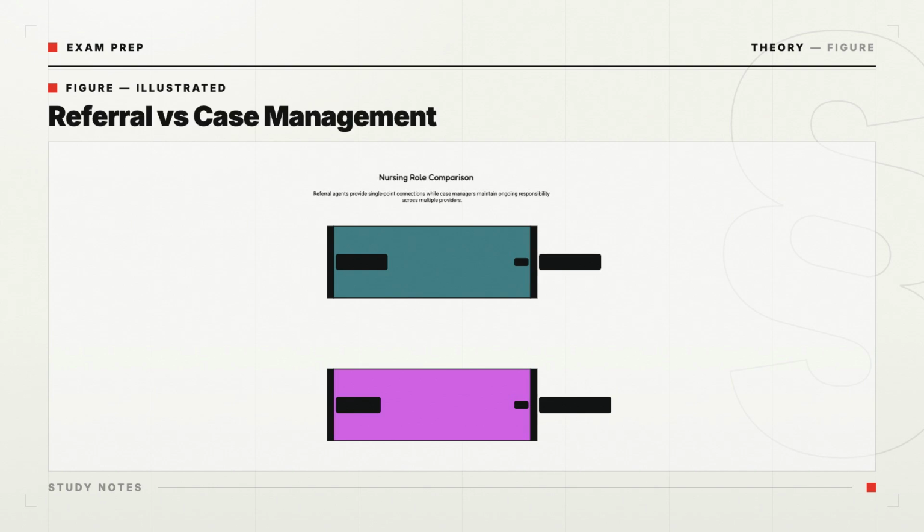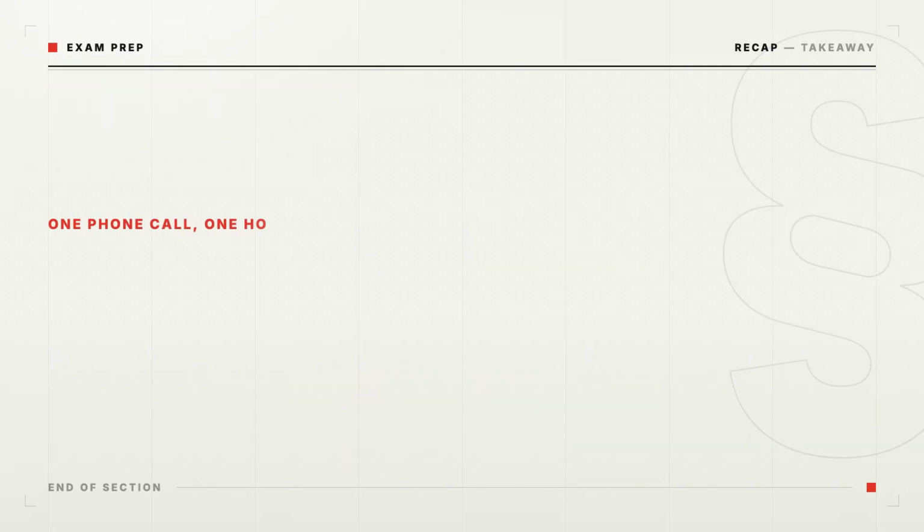The boundary tested most often is against case management. A case manager coordinates care across multiple providers over time, staying responsible for how the pieces fit. A referral agent makes a single, well-informed connection to a resource. The difference is duration and depth of ongoing responsibility.